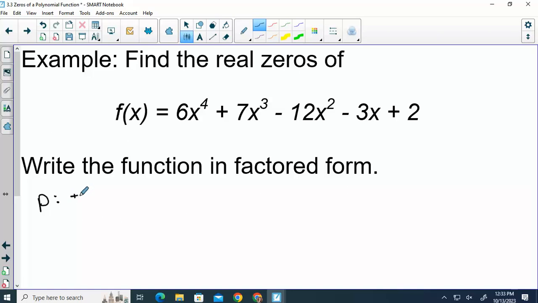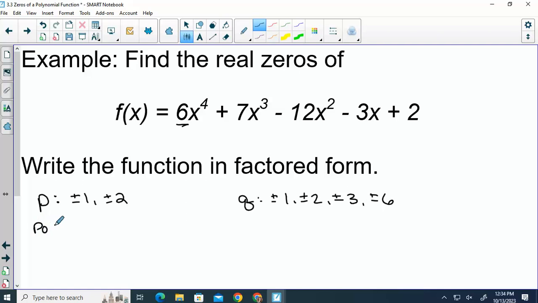Plus 2, minus 1. Good. Have to have the plus and minus. Where does q come from? The first coefficient. And everything that goes into 6: plus and minus 1, plus and minus 2, plus and minus 3, plus and minus 6.